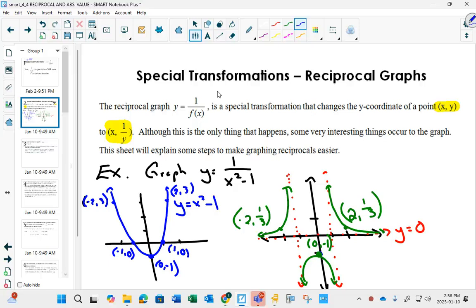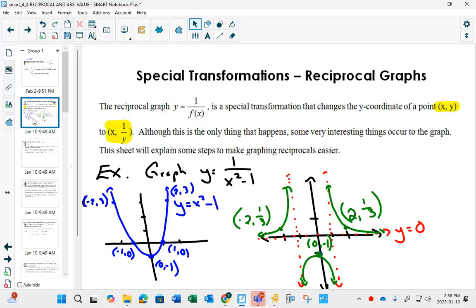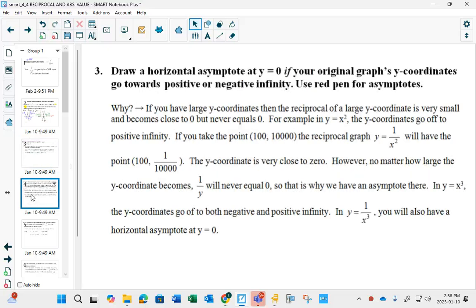So we're going to learn the strategies for doing reciprocal graphs. The main strategy is you just change y to 1 over y, but it looks like it's a little bit more involved because of asymptotes and stuff like that. So as far as steps go, we're going to draw the original graph on the bottom first. That's what I did here in blue. Draw the original graph, and then I'm going to actually get you to remember steps 2 and 3 together, because step 2 deals with vertical asymptotes, and step 3 deals with horizontal asymptotes. So we'll just summarize step 2 and 3 as asymptotes.